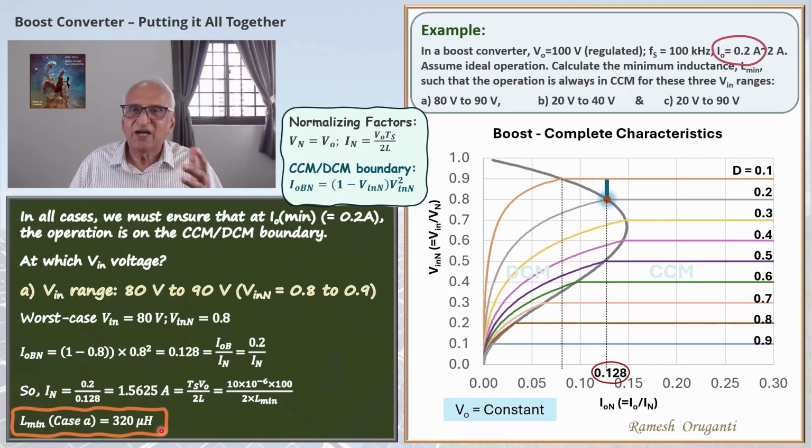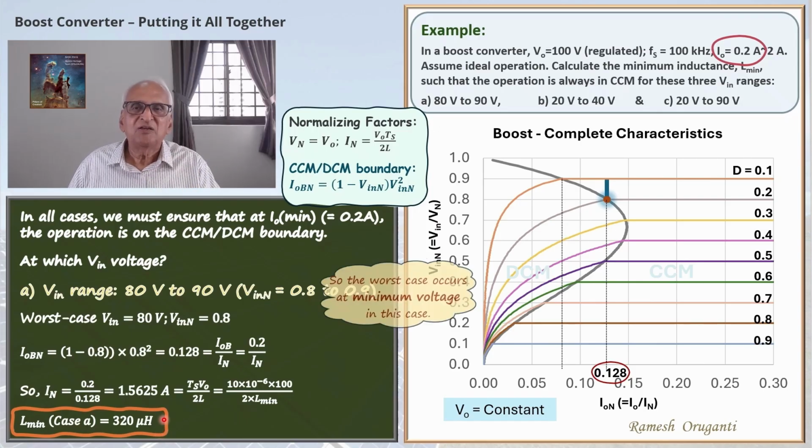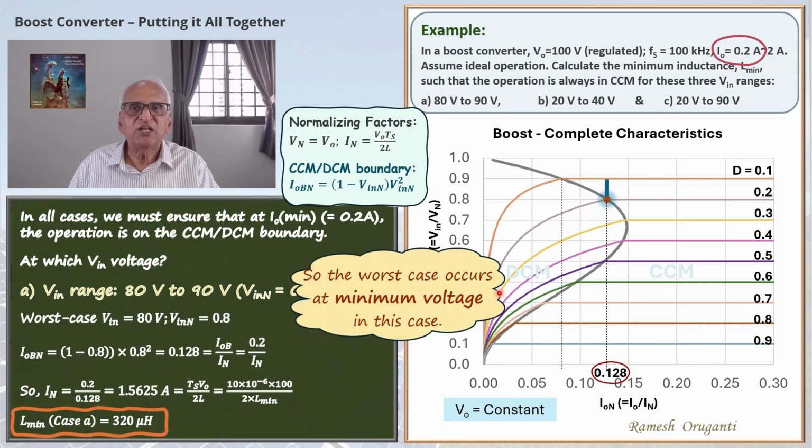Usually we will keep a higher inductance. One is component tolerances. Second is we are assuming an ideal boost converter operation, and due to losses, the actual characteristics can be somewhat different. So we need to give a margin. So keep it a bit higher. So the important point is the worst case operating point occurs at 80 volts, which is the minimum voltage in the range 80 to 90 volts.